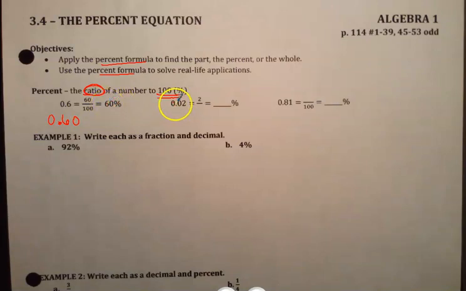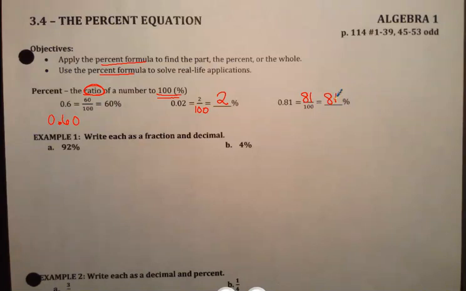So in the next one, we have 0.02. This is equivalent to 2 over 100. Very good. Which would make this 2%. Our next example, we have 0.81, which would be what number over 100? Good, it'd be 81. So 81 100ths is equivalent to 81%. Just practicing with some of those.